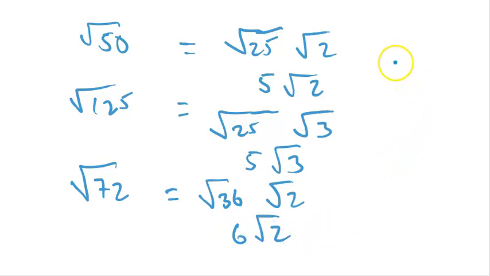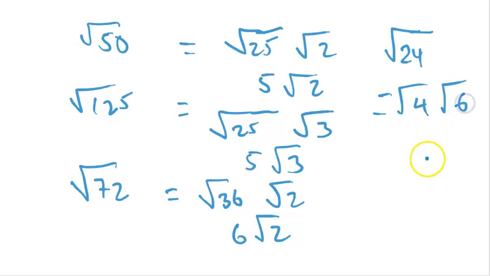One final one to make this very clear is, let's say we have root 24, and we want to simplify this. Okay, this can be broken down into root 4 times root 6. And what is the square root of 4? It is 2, so we get 2 root 6. You cannot simplify this further.